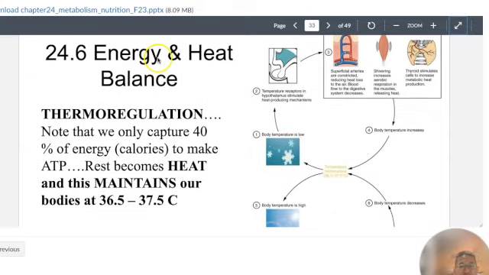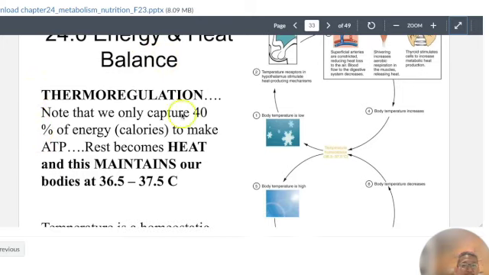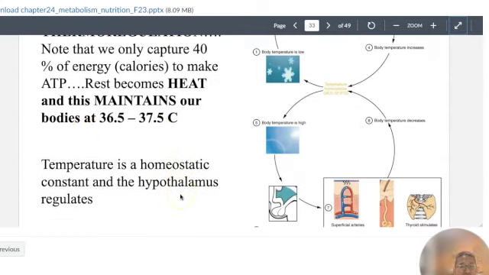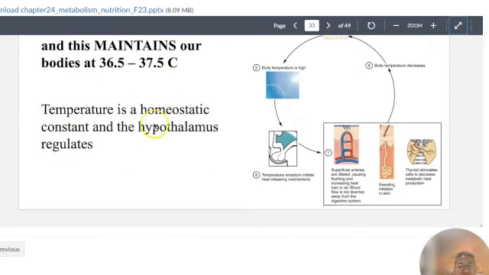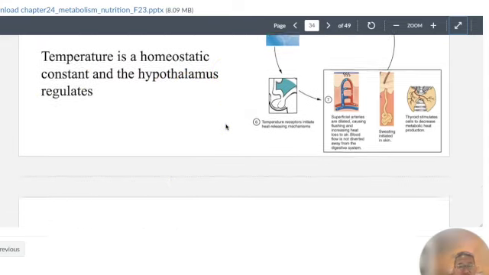Energy and heat balance. One of the reasons we need to eat is thermal regulation. We only capture 40% of the energy to make ATP. The rest becomes heat, and this maintains our core temperature. Temperature is a homeostasis constant, and the hypothalamus regulates it.